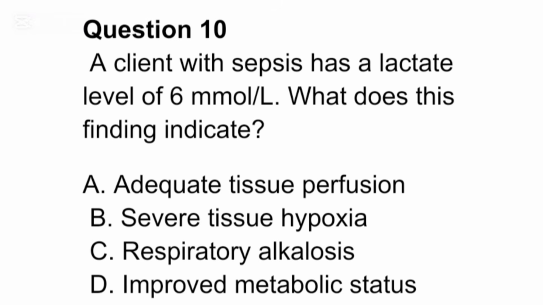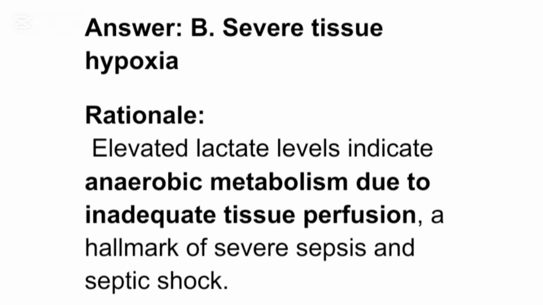A. Adequate tissue perfusion. B. Severe tissue hypoxia. C. Respiratory alkalosis. D. Improved metabolic status. Answer. B. Severe tissue hypoxia. Rationale. Elevated lactate levels indicate anaerobic metabolism due to inadequate tissue perfusion, a hallmark of severe sepsis and septic shock.